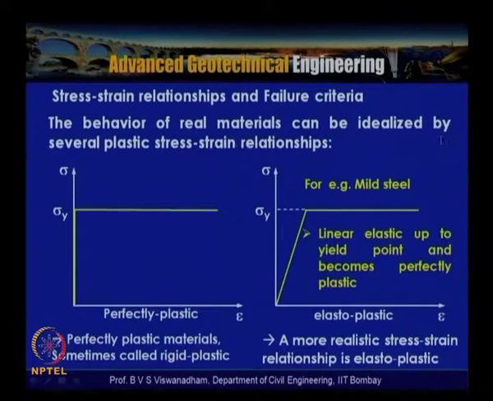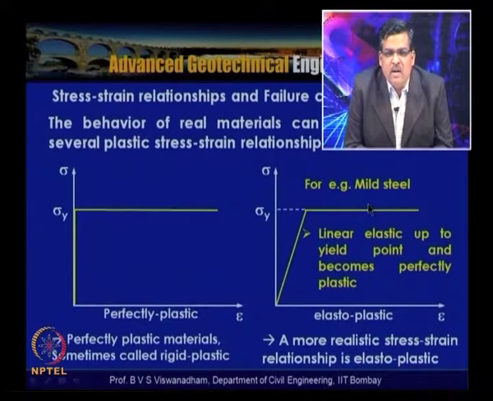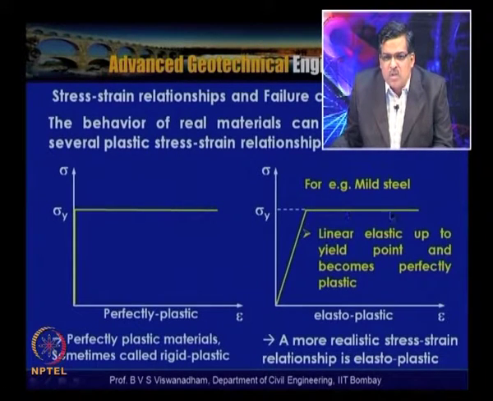The behavior of real materials can be idealized basically by two stress strain relationships. One we call perfectly plastic, and the other is called elastoplastic, which is the more realistic stress strain relationship: a linear region, and then for example, for a mild steel, beyond the proportional limit the portion can also be linearized by maintaining a horizontal plateau here. So elastoplastic behavior can be idealized for a mild steel as linear elastic up to the yield point and then perfectly plastic. Beyond the yield point it becomes perfectly plastic.